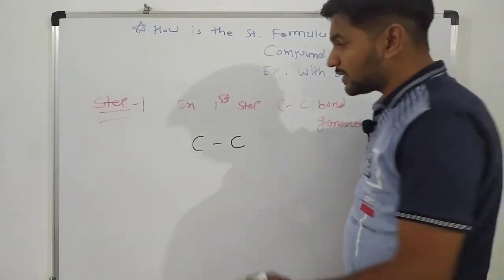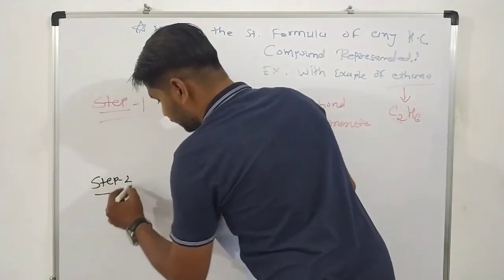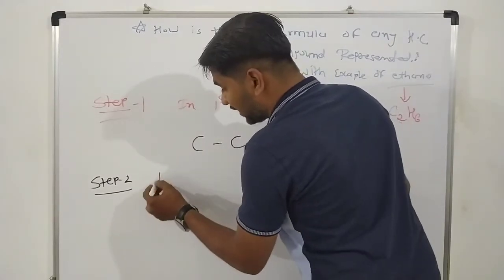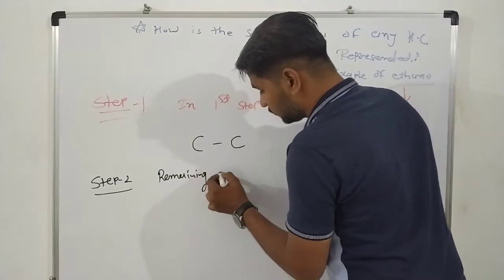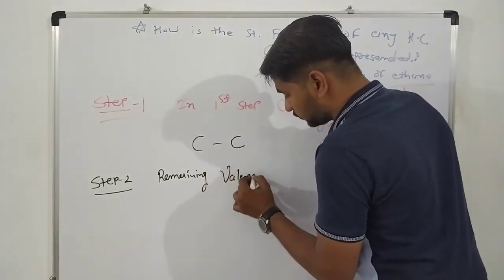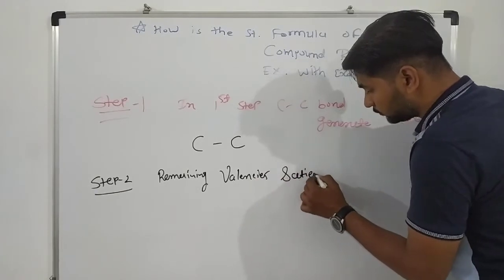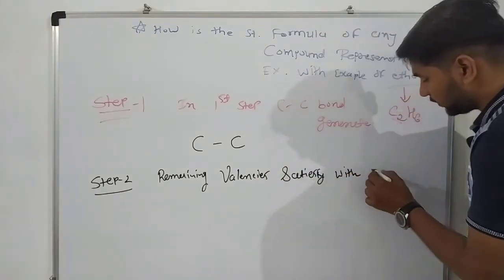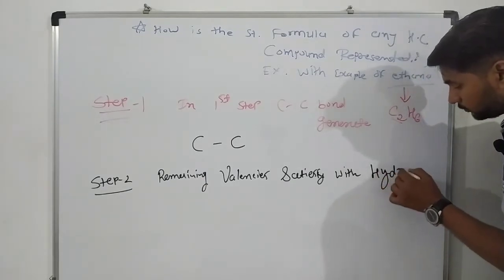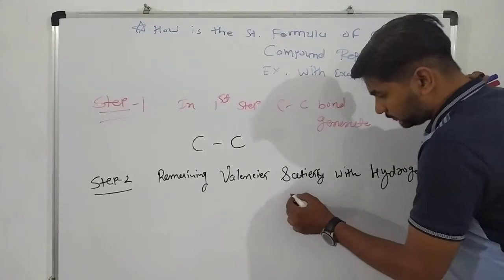Okay, so in the second step, step 2, the remaining valencies are satisfied with hydrogen with sharing of electrons.